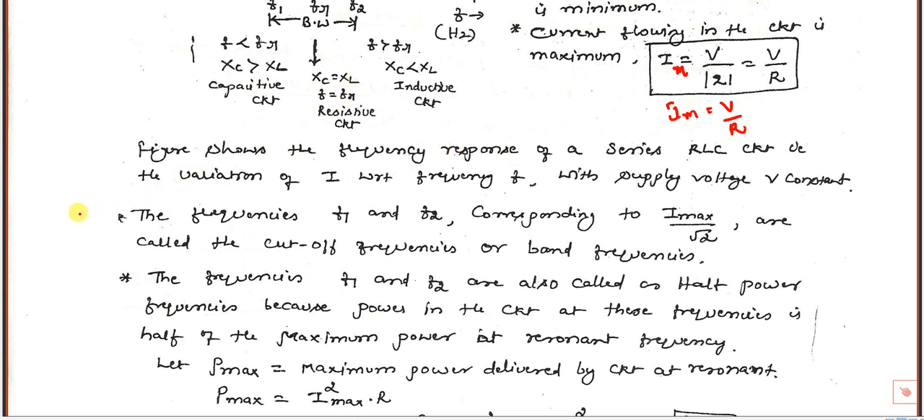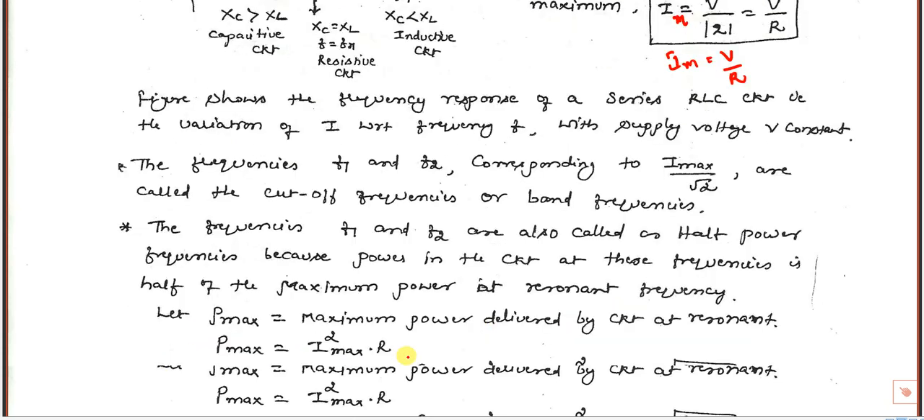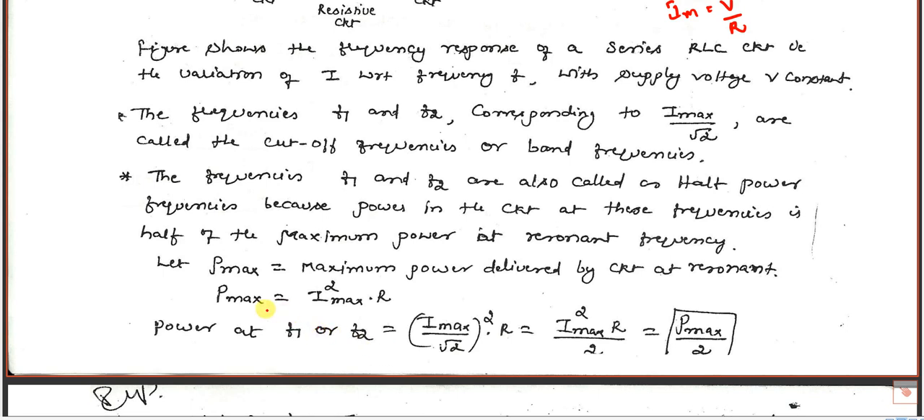bandwidth. The frequencies F1 and F2 are also called half power frequencies because power in the circuit at these frequencies is half of the maximum power. That's what I told. And power P max is given by I max square into R. At resonance, the circuit behaves like a resistance only, so current at that point is I max. So power is given by V into I, where V can be written as I into R. So I max square into R.